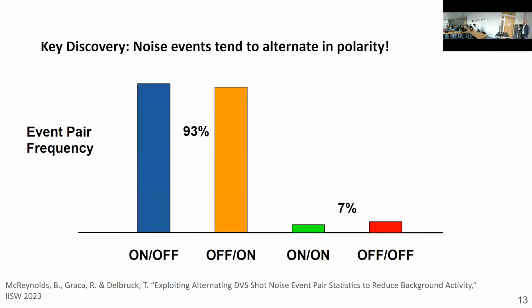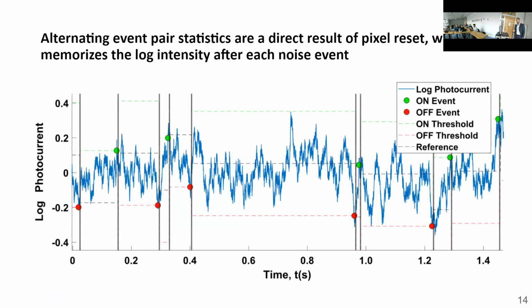So the key discovery we made as we were studying these noise statistics is that if I look at sequential event pairs in a single pixel, more than 90% of the time we see opposite polarity pairs. So off then on or on then off, vice versa. Whereas less than 30% of the time we see same polarity pairs. So if we can understand why this happens, there may be some new applications that we can use to manage our noise rates. So it turns out, through a simple thought experiment, we can understand why this occurs.